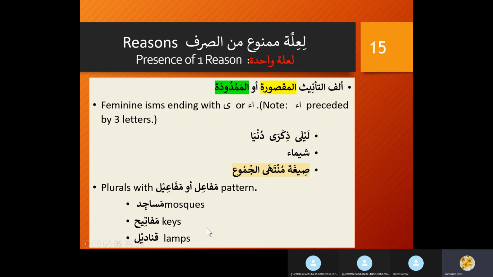So masabih is another one. Masabih is stars. So that is the pattern of mafa'il, masabih. You put any root letters in this pattern and it comes out like that, then you know it is also going to be partly flexible. Mamnu' min al-sarf, prevented from changing.